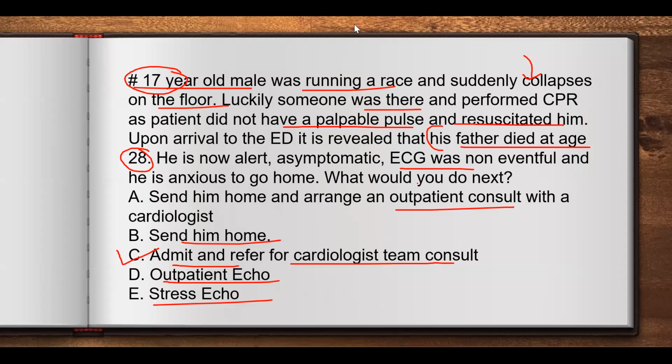The cardiologist will come and might want to do a normal resting echo first. If the resting echo is also good, then if the cardiologist is still suspicious, he can arrange a stress echo. So that's the last option. If they're asking what you would do next, this is the important part. The next thing we are going to do is admit this patient and then refer for a cardiologist team consultation. Okay, so this is our answer. Cool.